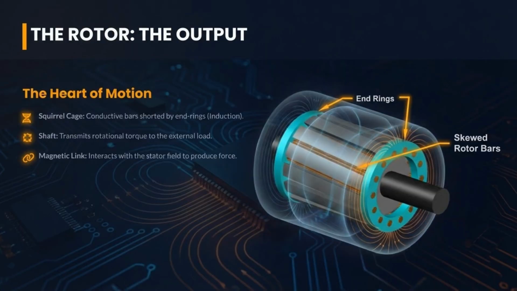The rotor is the output and the heart of motion. It includes the squirrel cage made of conductive bars, the shaft that transmits rotational torque, and the magnetic link that interacts with the stator field to produce force.